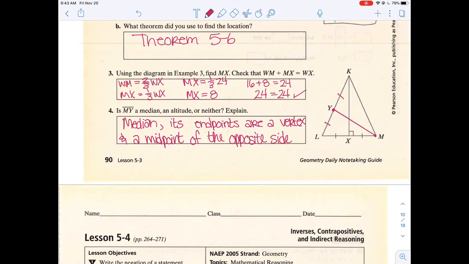Okay, so there's a few examples to help you understand how to use those theorems a little bit more. Next, what you need to do is go ahead and get started on your homework, and if you have any questions, make sure you're asking. Go ahead, get your homework out, get going, and good luck.